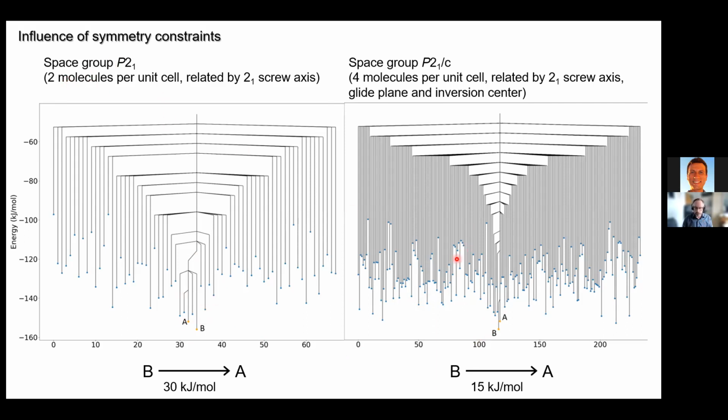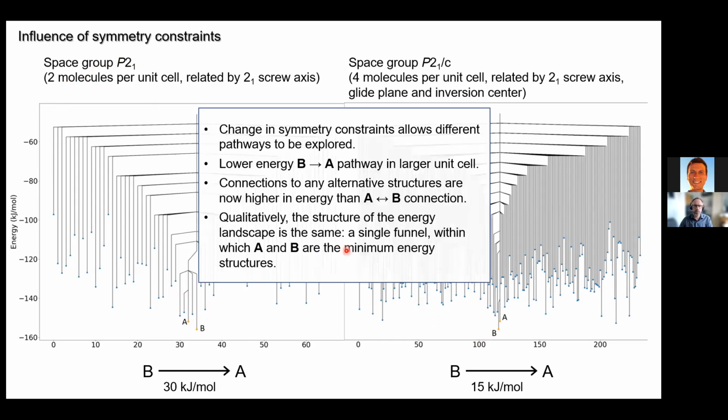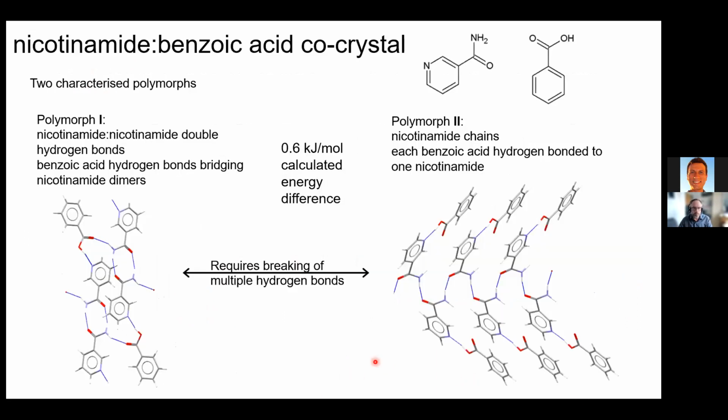So there are effects of the space group symmetry constraints that we put on these searches. And that's just really summarizing what I've just said there. But qualitatively, it doesn't seem to change the picture, but it does give quantitative differences, as you see.